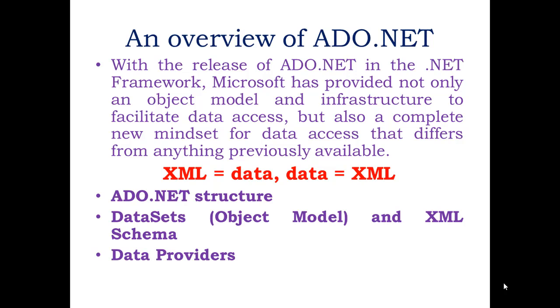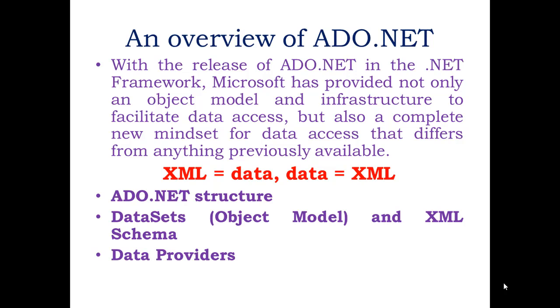Next topic, an overview of ADO.NET. With the release of ADO.NET in the .NET Framework, Microsoft has provided not only an object model and the infrastructure to facilitate data access, but also a completely new mindset for data access that is different from anything previously available. Today, ADO.NET is derived from the idea that data access is XML, XML equals data and data equals XML. ADO.NET structures datasets, that means the dataset object model, to be a different type of dataset: tables, data rows, data columns, and then dataset connections, etc. With the connection to the XML schema, another structure language from Extensible Markup Language, that is real-time tag datasets.